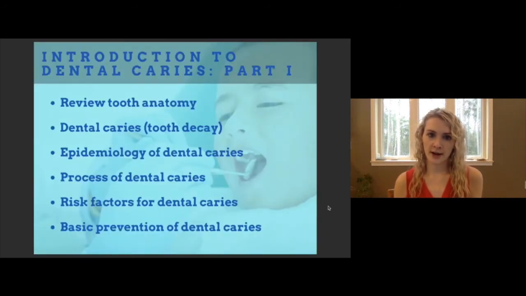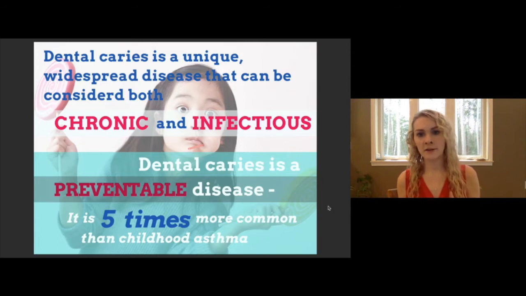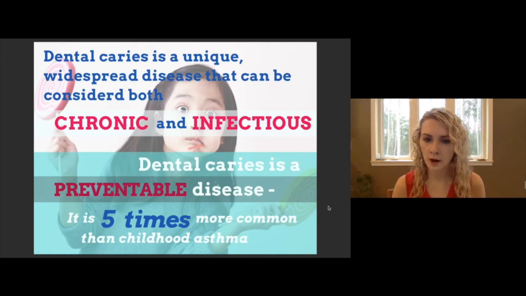So, an introduction to dental caries. In today's lecture, we're going to review tooth anatomy, dental caries, the epidemiology of dental caries, the process of dental caries, and also risk factors and basic prevention. Dental caries is a unique, widespread disease that can be considered both chronic and infectious. That makes it unique. Dental caries is a preventable disease. However, it is 5 times more common than childhood asthma.